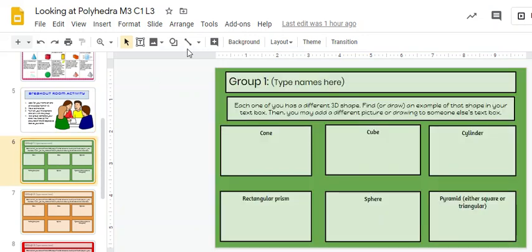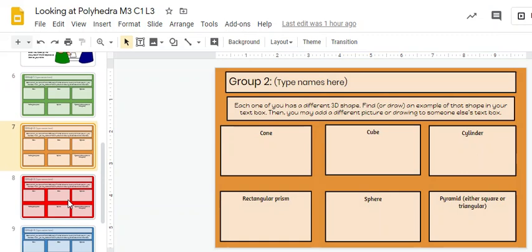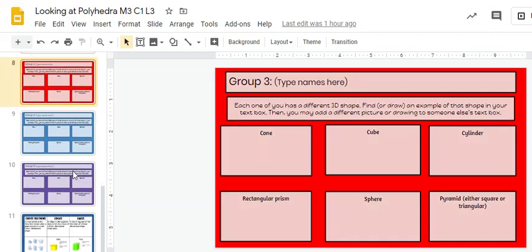You can use that drawing tool, which is up here where you select a line and then you can draw on your slide. So each one of you has a different 3D shape. Find or draw an example of that shape in your text box. Then you may add a different picture or drawing to someone else's text box. So each one of you will be assigned a shape when we get in class. And you'll be assigned a group. So you'll be in a group, but you'll also be assigned an individual shape, which I have not done yet, but I will before 12:30.